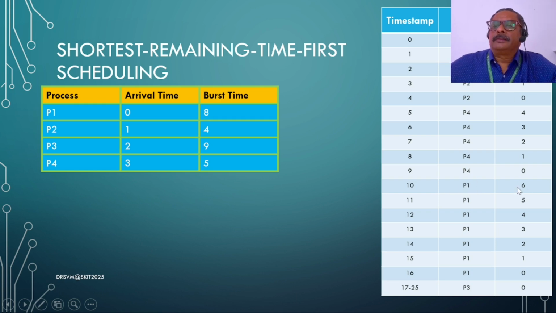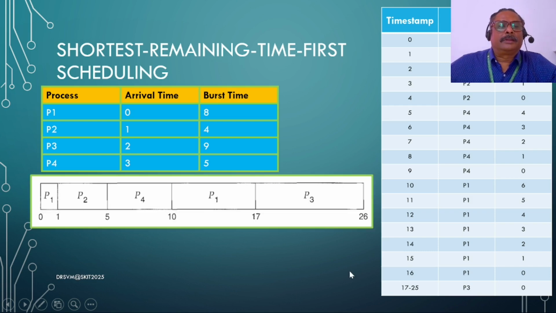So 7, 9, P1, then 6, 9, P1, 5, 9, P1, 4, 9, P1, 3, 9, P1, 2, 9, P1, 1, 9, P1 finally completes its task, and it's left with only P3, therefore P3 continues to execute for all the next 9 slots.